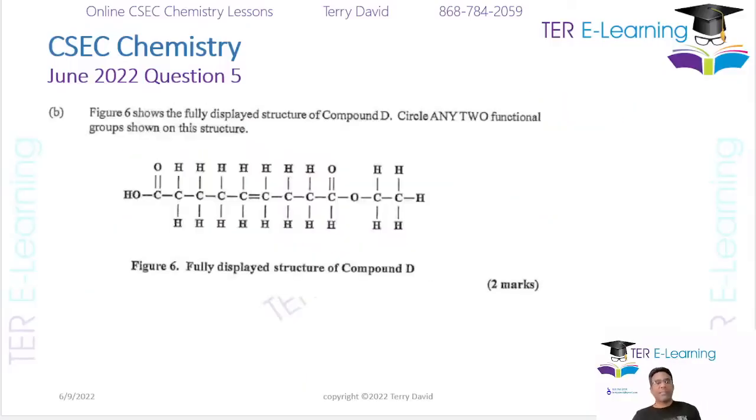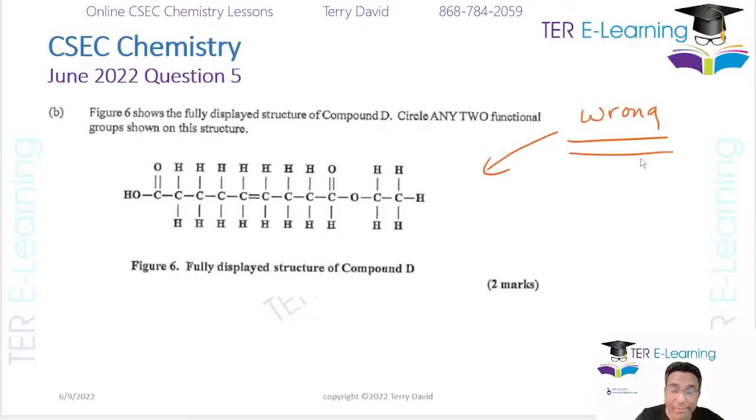Alright, so this question here. I don't know if you all realize this, but CXC did stupidness here because this compound cannot exist. One thing that I pound in my students' heads all the time is that you should never have more than 4 bonds around a carbon. So this diagram is wrong. And I'll tell you why.